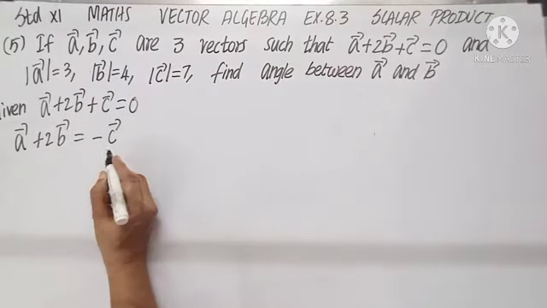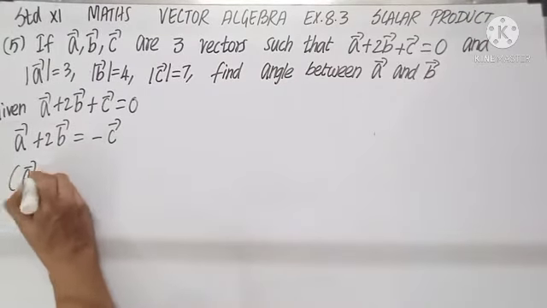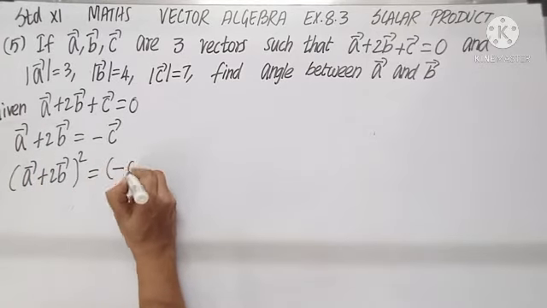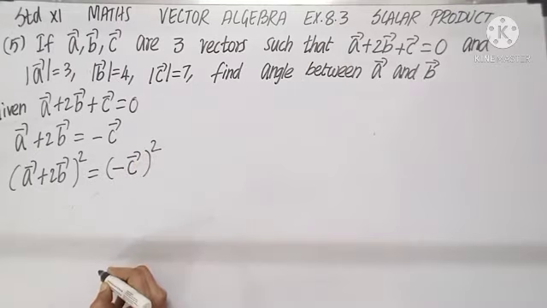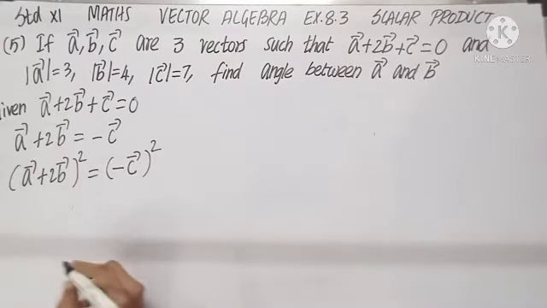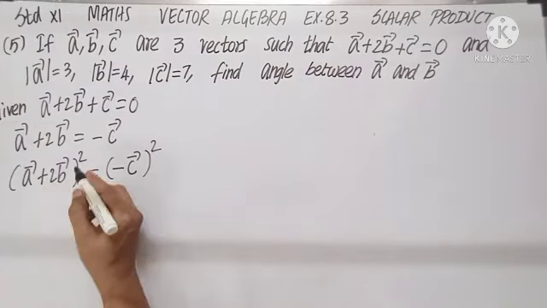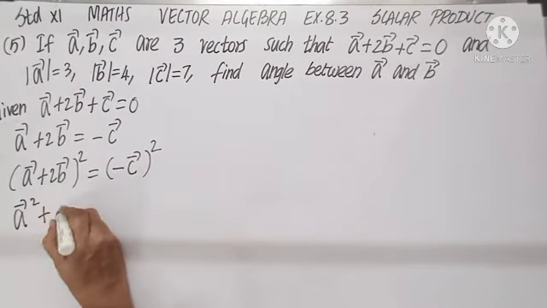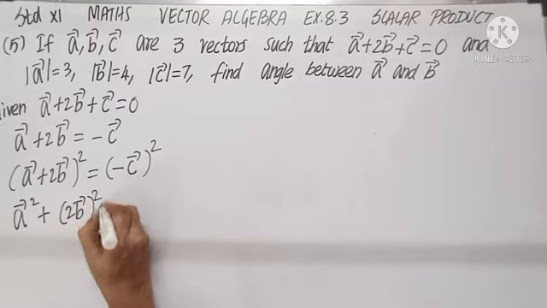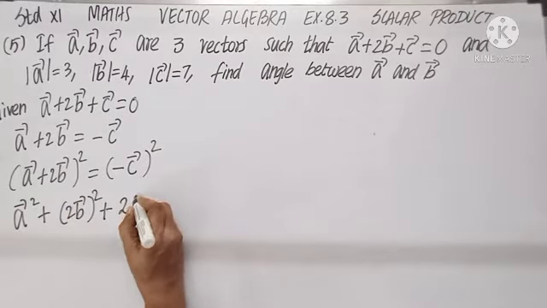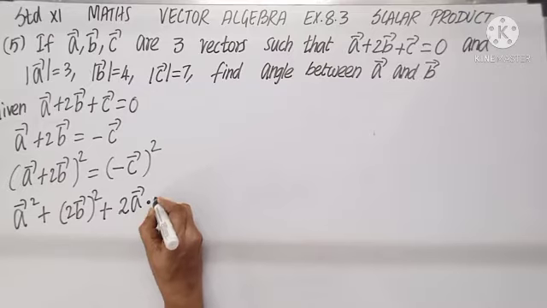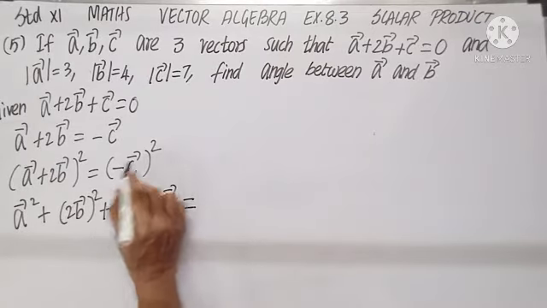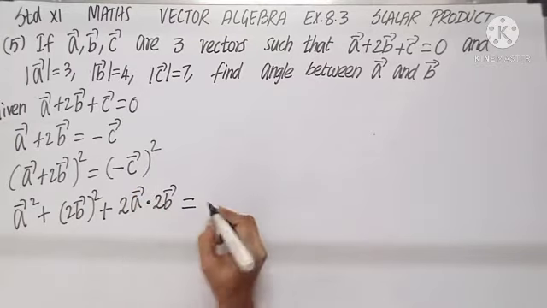Squaring on both the sides, we get A vector plus 2B vector the whole square is minus C vector the whole square. Let us recall the formula. What is A plus B the whole square? We get A square plus B square plus 2 first vector dot second vector, that is equal to, minus square is plus, C square we get.